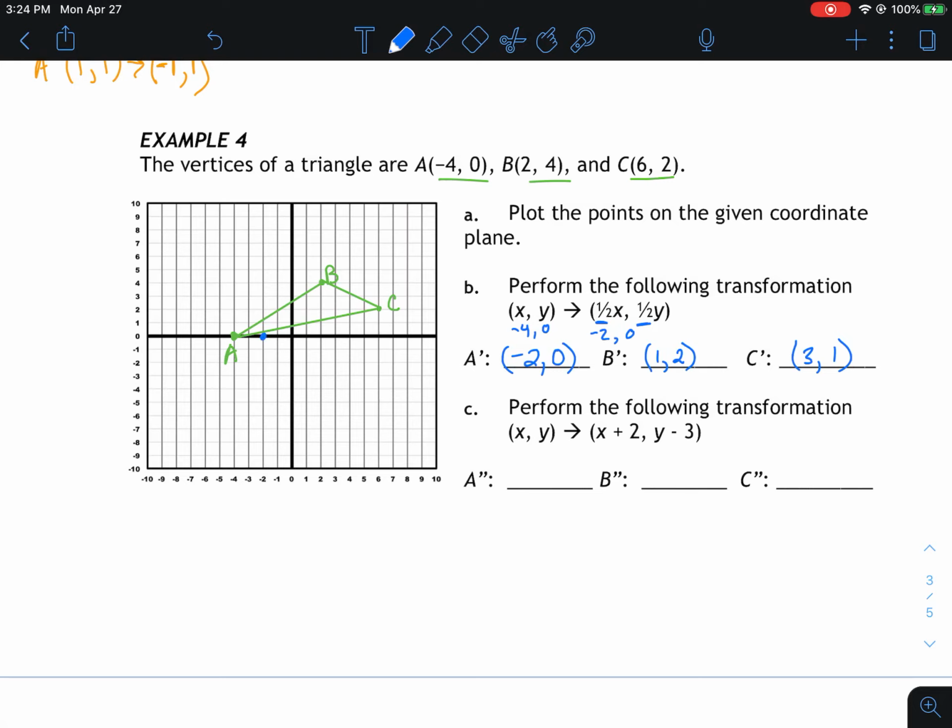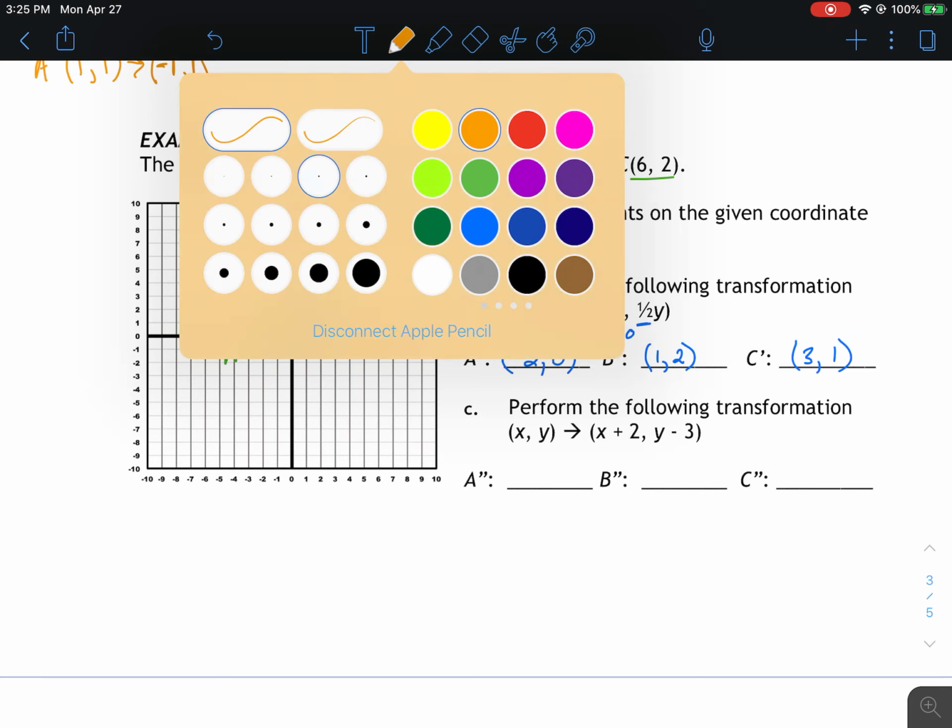All right, so we're going to go ahead and graph that at -2, 0. This is A prime. B prime is at 1, 2, and C prime is at 3, 1. Now notice this made a smaller triangle. We know it's going to be a smaller triangle, and the reason for that is because it is a scale factor of 1/2. There we go. Connected it all.